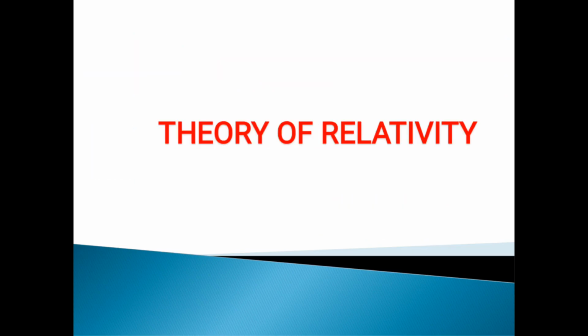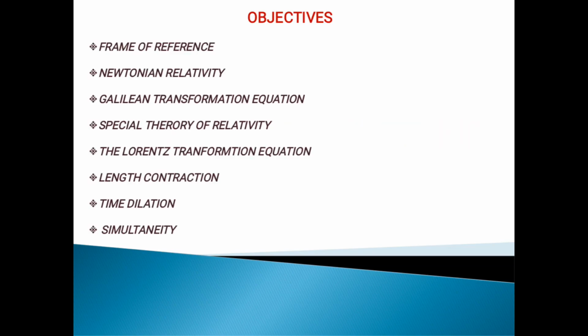Students, let us begin today's lecture with a short question. What are the relative terms in physics? What is Newtonian relativity? What are Galilean transformation equations? What are the failures of Galilean transformation equations? Einstein's special theory of relativity, derivative expression for Lorentz transformation equations. Consequences of Lorentz transformations, namely length contraction, time dilation, simultaneity, velocity addition, etc.